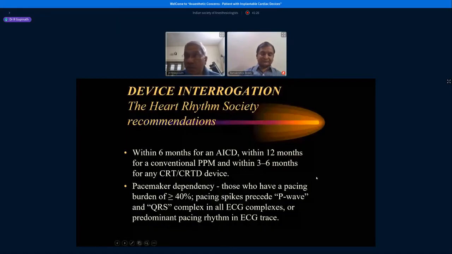It is very important that you determine whether this patient is pacemaker dependent or not, so that in the pre-op and intraoperative period, you can use appropriate instructions for managing the device.